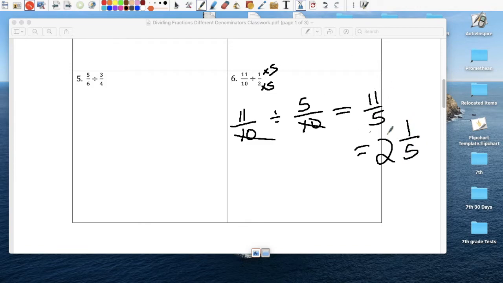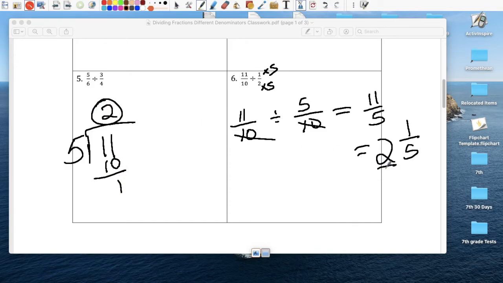So again, maybe I should take that. So let's divide 11 divided by 5. 5 can go into 11 2 times. 2 times 5 is 10. 1 left over. So here is your whole number, 2. Your leftover, 1. And your 5 is your denominator.